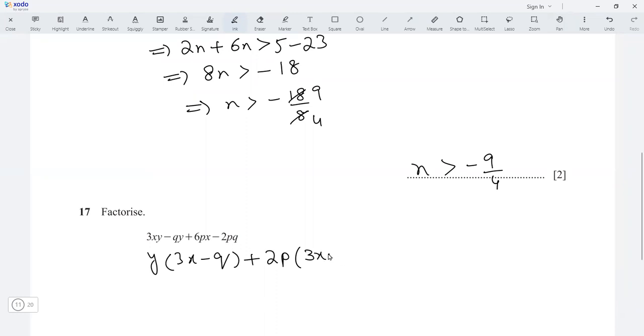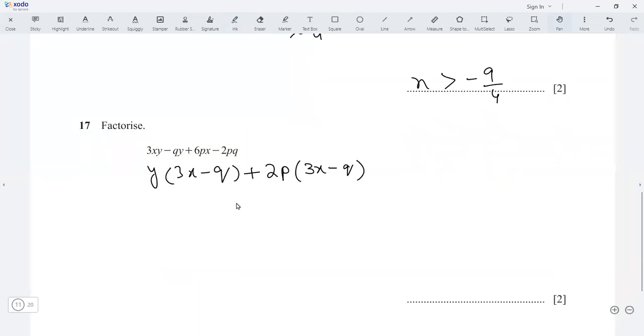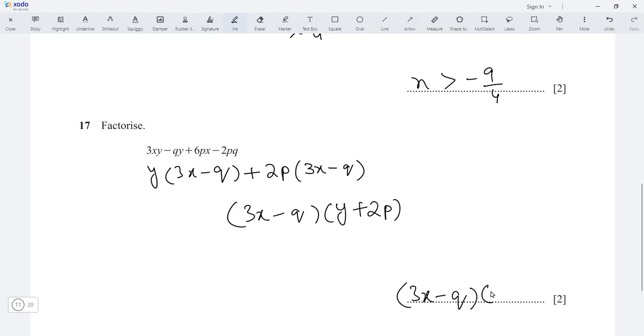The last term's sign stays as it is and only q is left. You can see inside the bracket 3x minus q is common. So I write it one time, multiplied with y plus 2p. This is the answer: 3x minus q multiplied by y plus 2p. Hope you understand this question. It's a very common factorization question from paper 1.